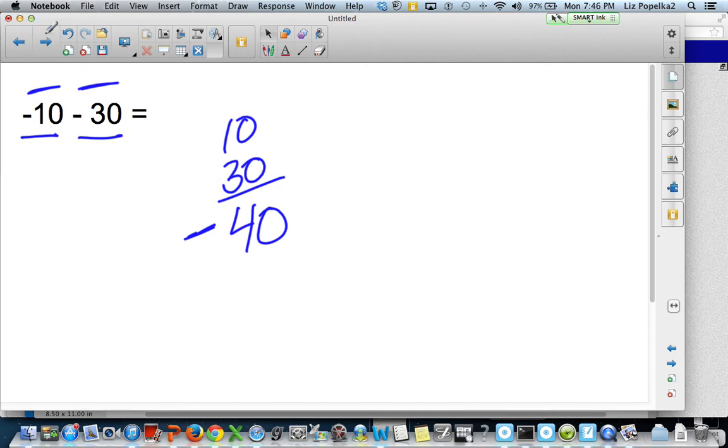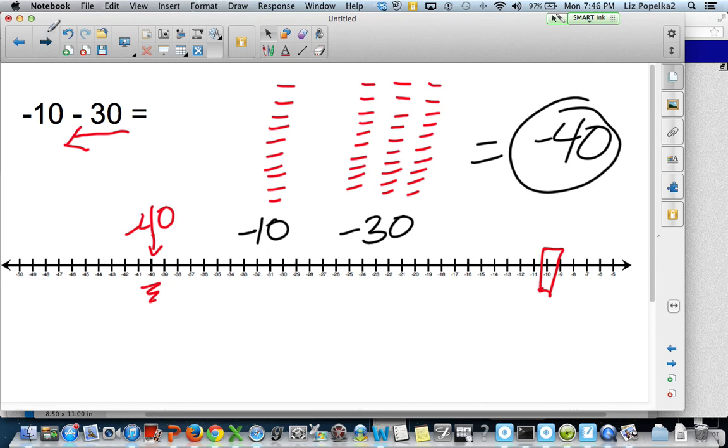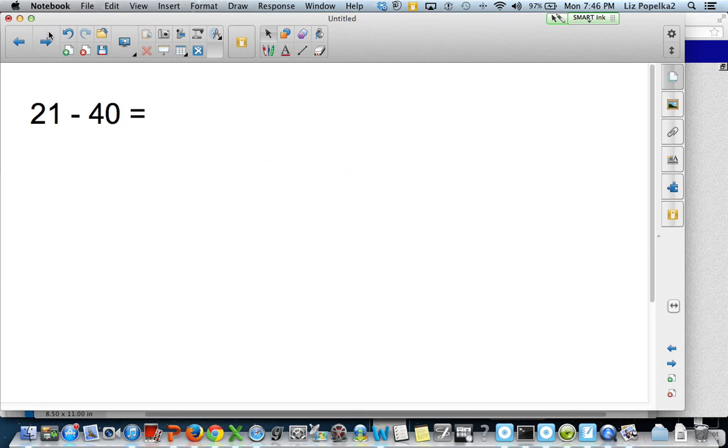And for our next one, without the picture, 20 minus 40. So we've got a positive 20 with a negative 40. So our song originally said same sign, keep, and add. Well, one of these is a positive and one of these is a negative, so that is not going to work. So they're a different sign, so you're going to subtract.